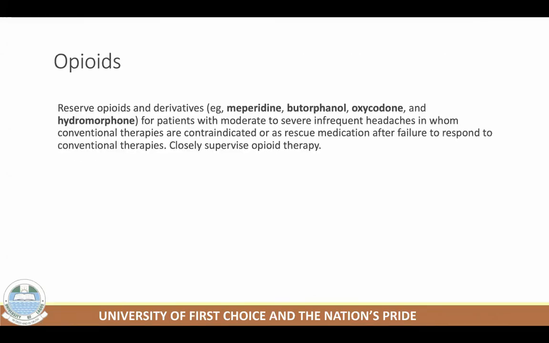So the next class is opioids. Opioids and their derivatives are usually reserved for moderate to severe infrequent headaches where conventional therapies have not been useful or contraindicated. The reason is one, opioids will only reduce the pain, and then the frequency of use of opioids makes it undesirable in this group of patients, since it can easily lead to dependence, and from dependence lead to addiction in this patient class.